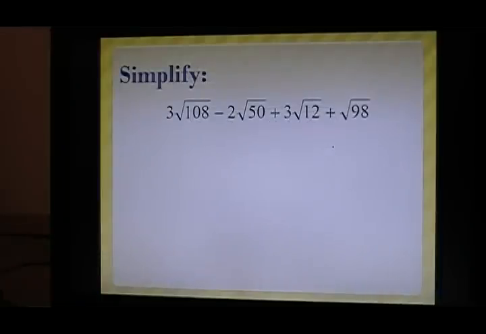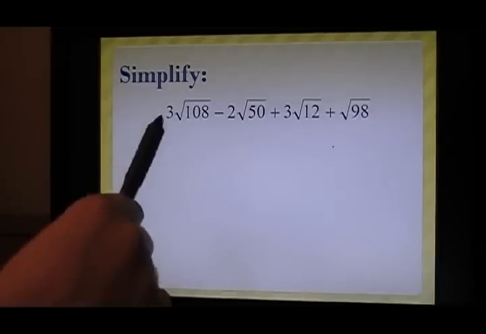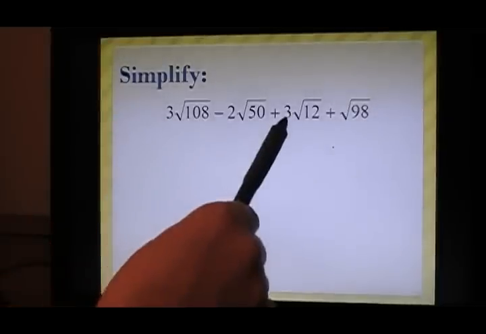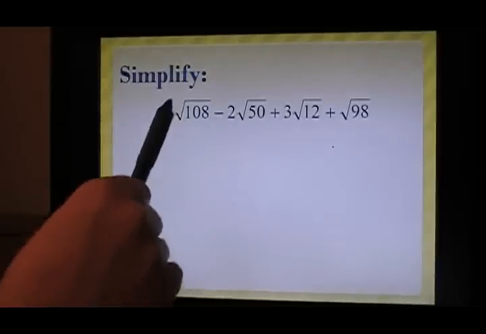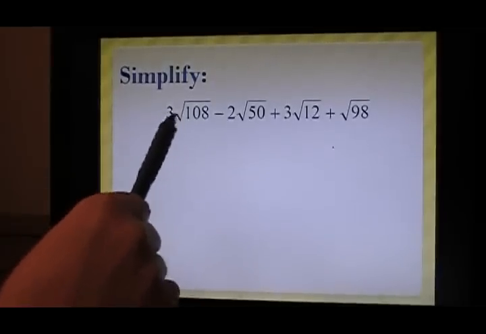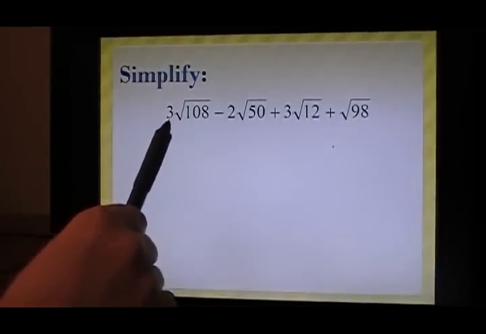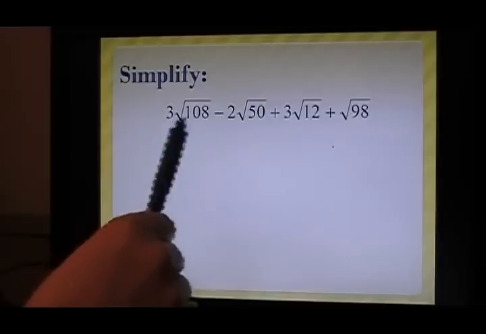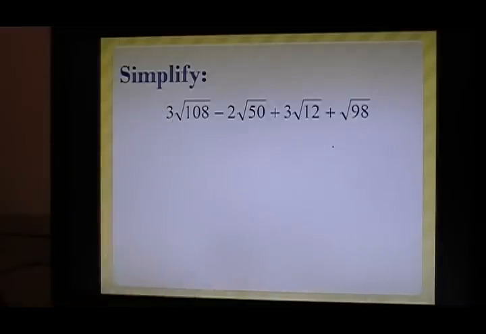Let's look at another expression. We want to simplify 3 root 108 minus 2 root 50 plus 3 root 12 plus 98. Please note, these are not indexes of 3. They're not written up here, they're written out front. They are coefficients. So it's really 3 times the square root of 108. It is not the cubed root of 108.